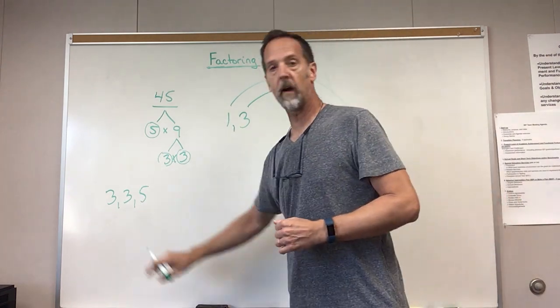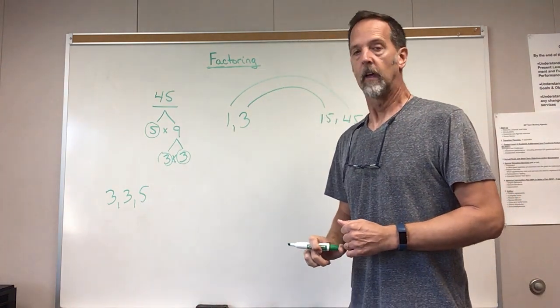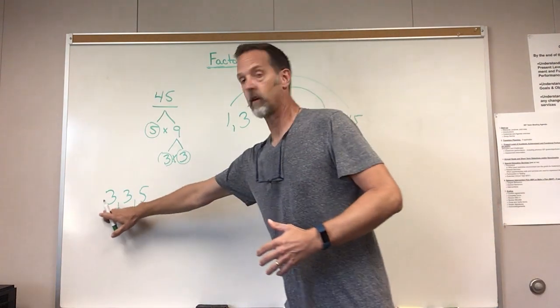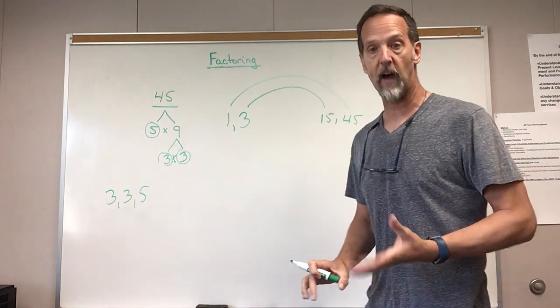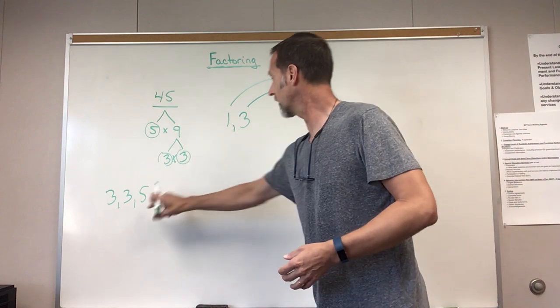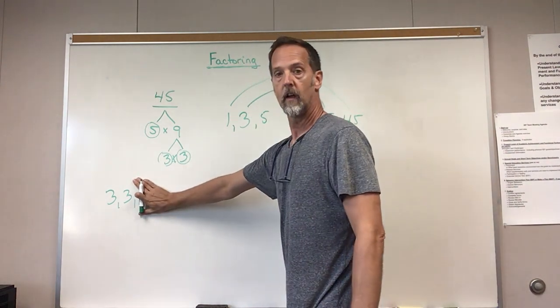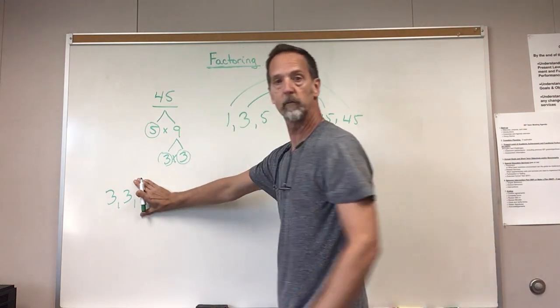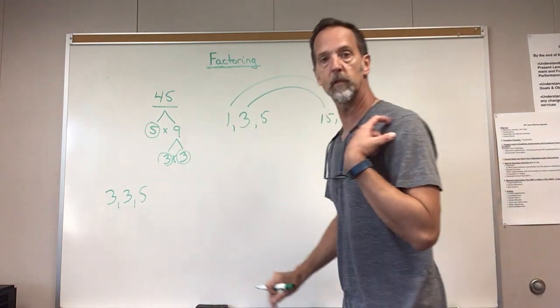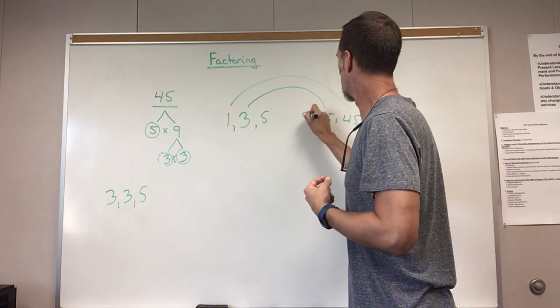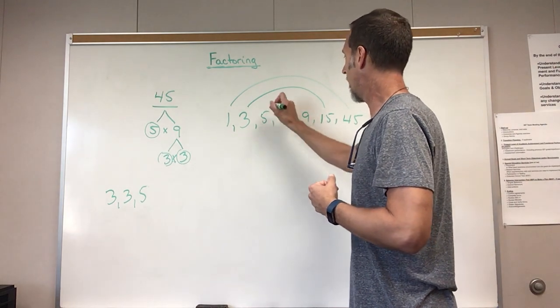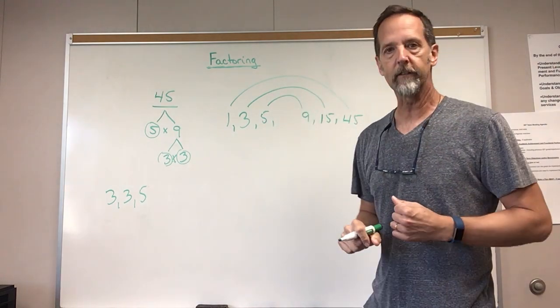Do I have a 4 in my list? No. Can I make one? No, I can't. Do I have a 5 in my list? Yes, I have one right here. Cover the 5, and now you have 3 times 3. What's 3 times 3? 9. Okay? So 5 times 9 is 45.